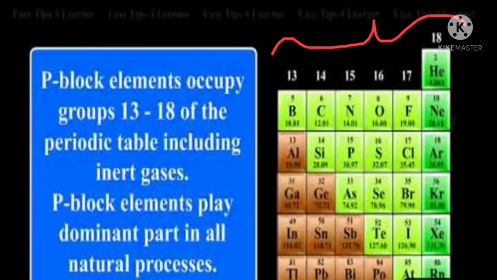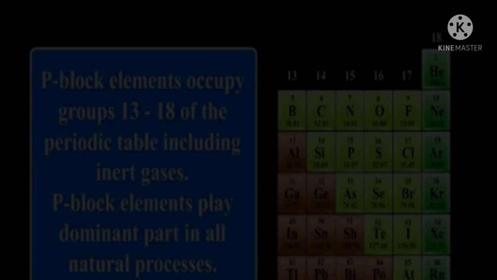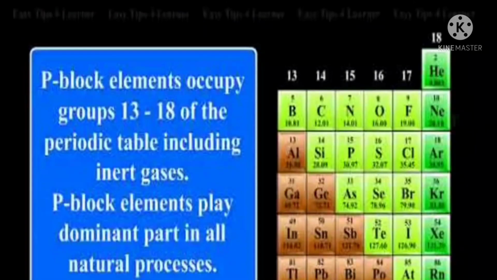What are P block elements? The elements whose last electron enters the valence p orbital are known as P block elements. In the long form of the periodic table, elements from group number 13 to 18 come under this category. This is a very important area in the periodic table.